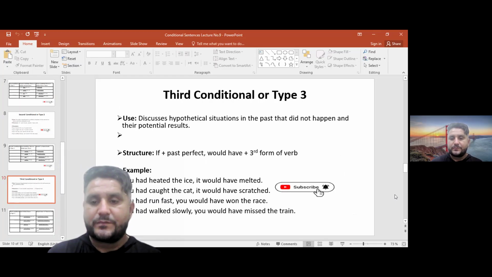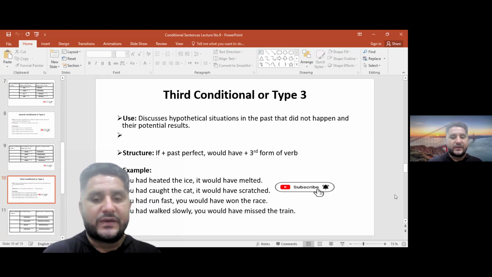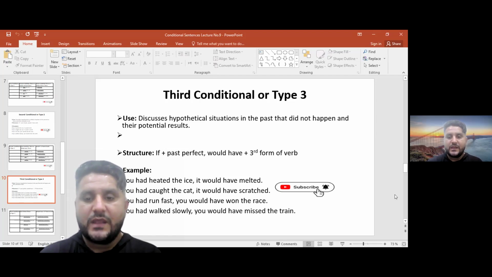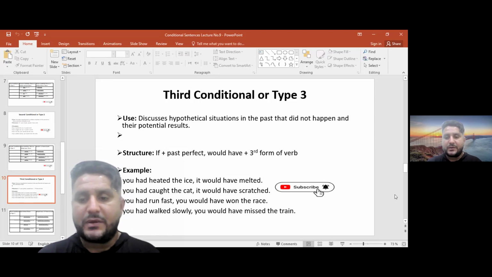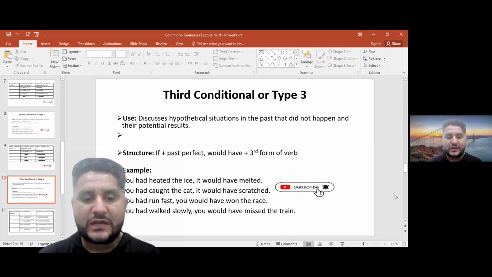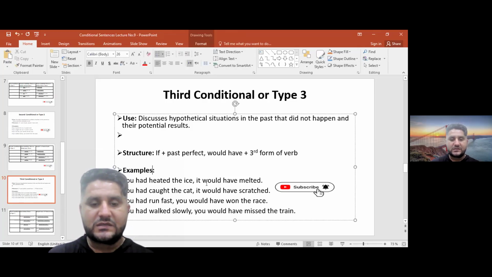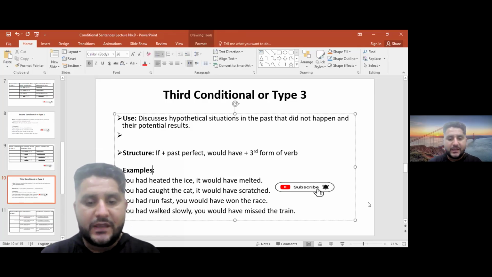Let's move towards further types. That's third conditional, or type 3. That's the final type of conditional sentences. It discusses hypothetical situations in the past that did not happen and their potential results, simply on some unreal situations. The structure is: the if clause is in the past perfect, which refers to had plus third form of verb, and the main clause is in would have plus third form of verb.